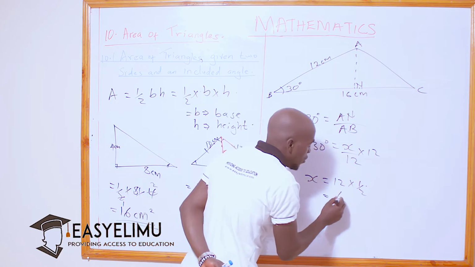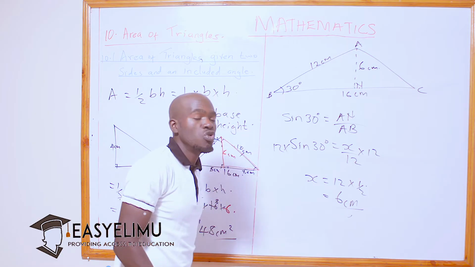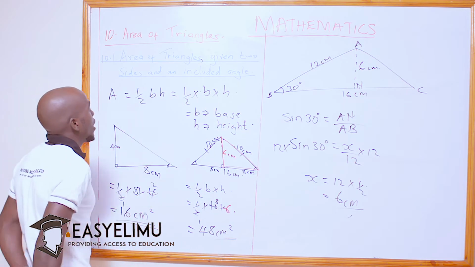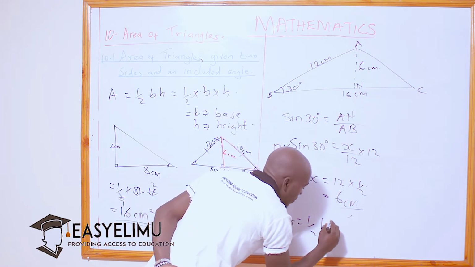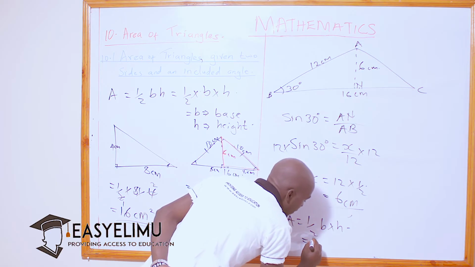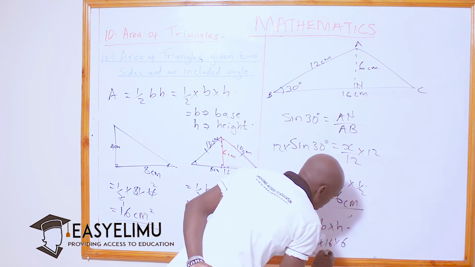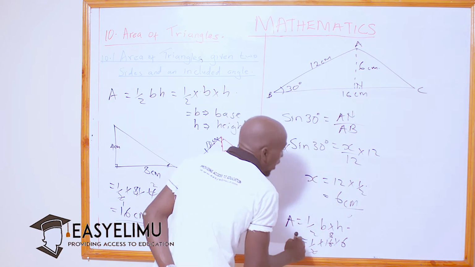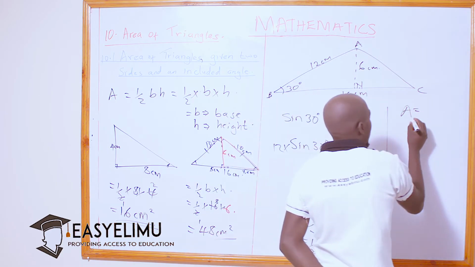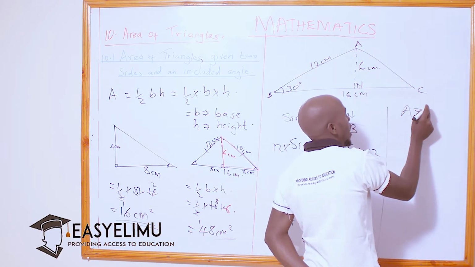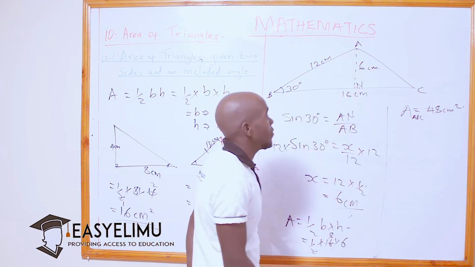So that will give you 6 centimeters. Meaning the height here is 6 centimeters, and now you can use the area formula, where the area of the triangle is a half base times height. For our case the base is 16 and the height we have found is 6. On evaluating, we have the same as we found earlier: the area of triangle ABC is 48 square centimeters.